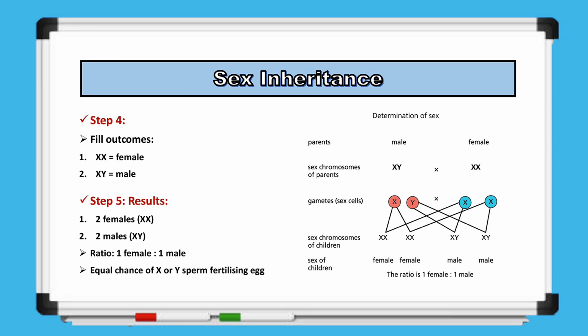This happens because sperm cells carrying either an X or a Y chromosome have an equal chance of fertilizing the egg.